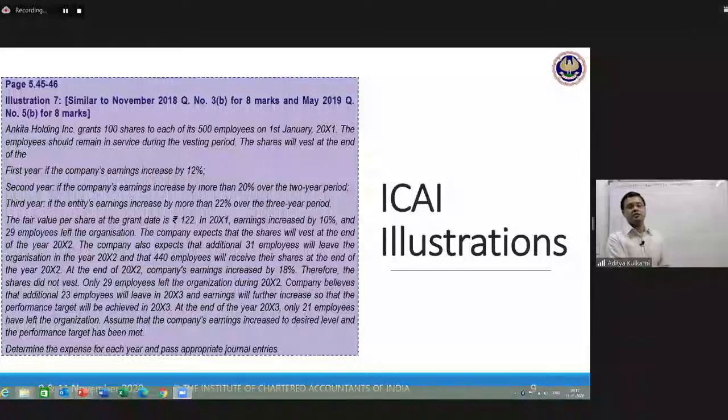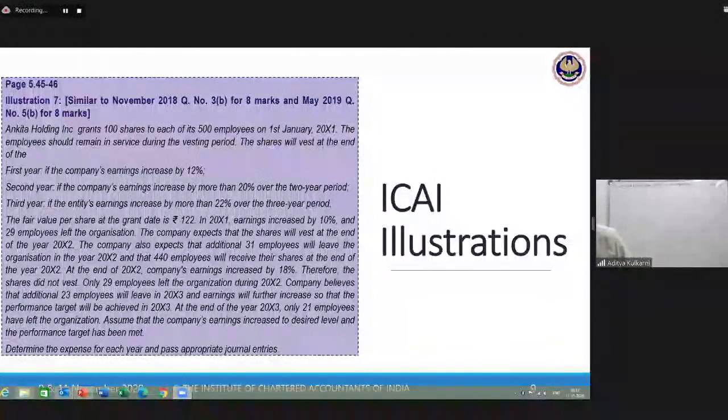So you will know your cumulative expenses at the end of the third period, minus what was recognized in the first year and what was recognized in the second year. You deduct, and the balance will be the expenses for the third year. Determine the expense for each year and pass appropriate journal entries. I will tell you the amount of expenses. Journal entries will be the same: employee benefits expense account debit to share-based payment reserve. And when they are exercised, at that time you pass share-based payment reserve account debit to equity share capital, depending on the exercise price received.